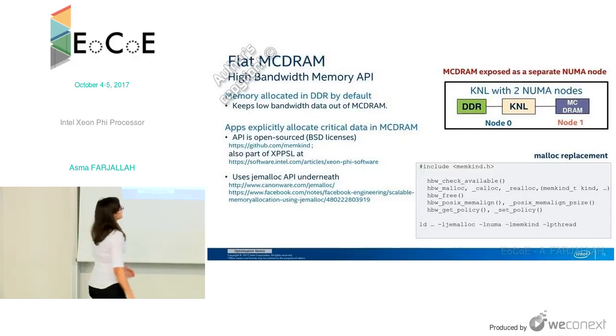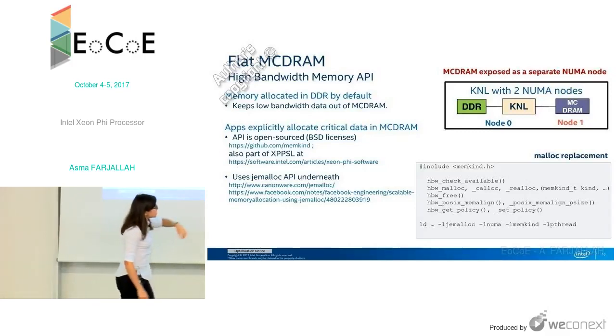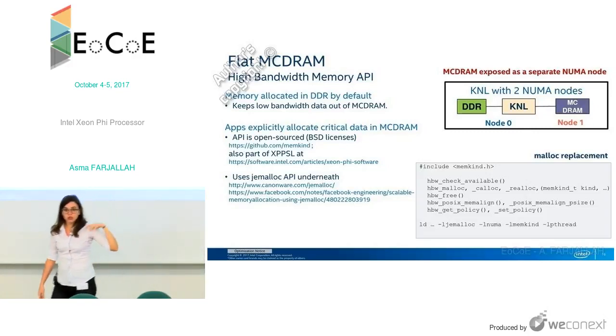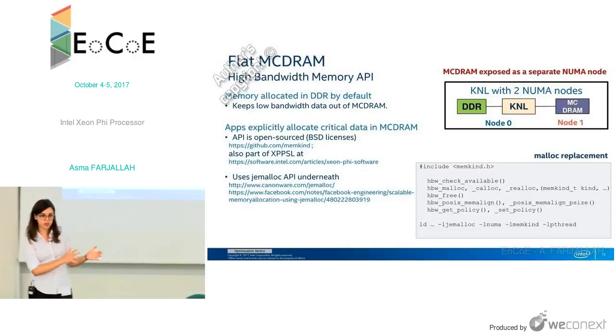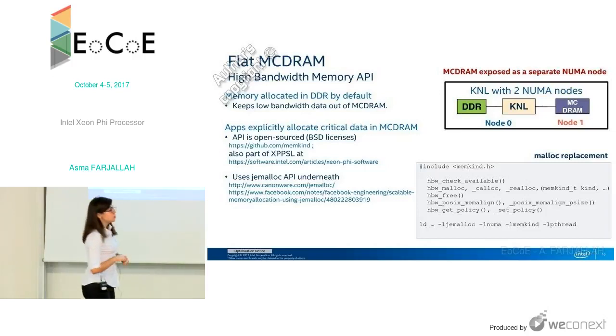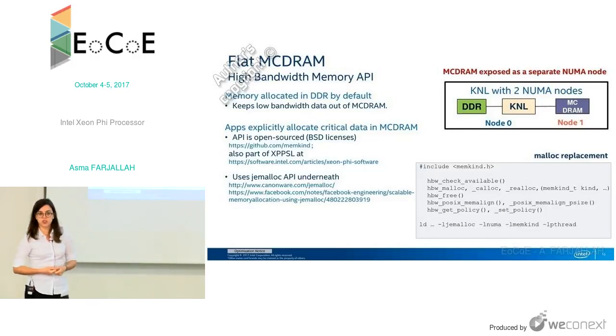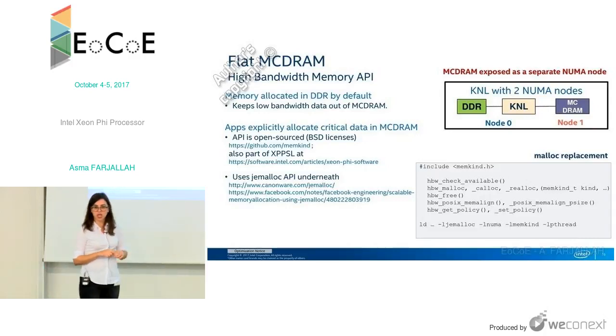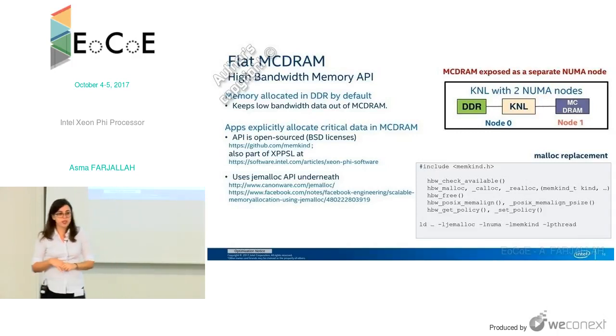So in the case of flat MCDRAM, you see your MCDRAM as a single NUMA node, separate from your core plus DDR node, which is node 0. Unless you specify it explicitly using the numactl utility, for example, you will have to specify it in your code. For this, you will have to use APIs like the HBM APIs. So we have memkind and hbwmalloc that are accessible freely. They're open source, and you can use them for your code.